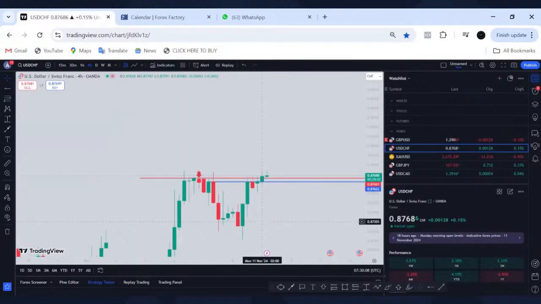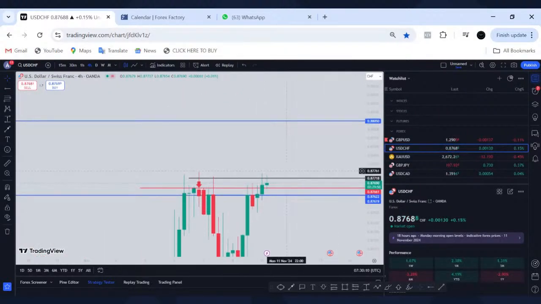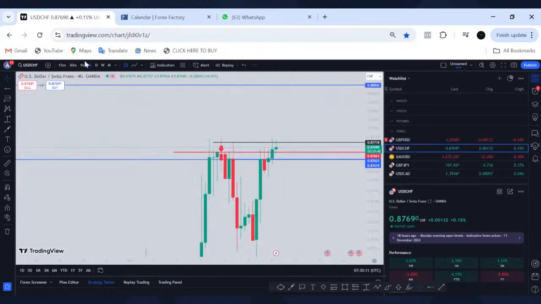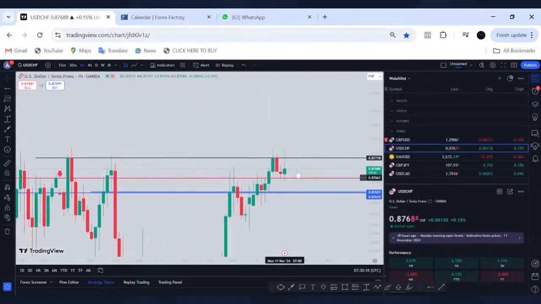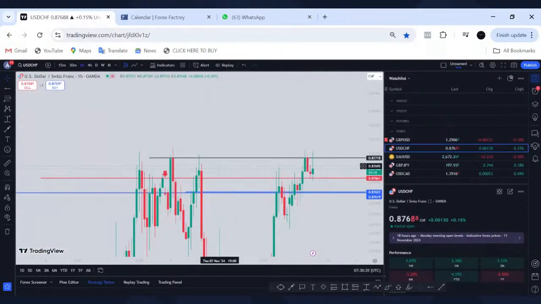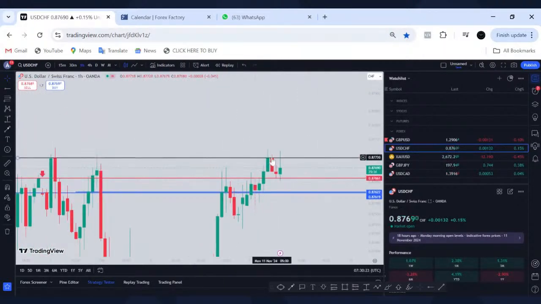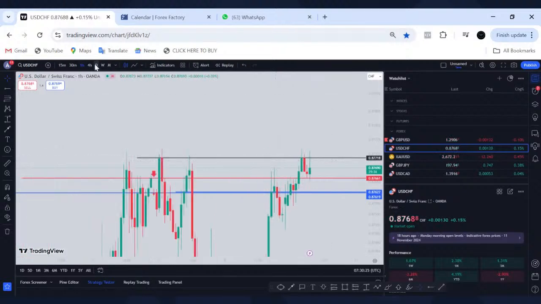So as I said, we are going to wait for USD CHF. The level has been rejected. Price has gotten rejected by the level.